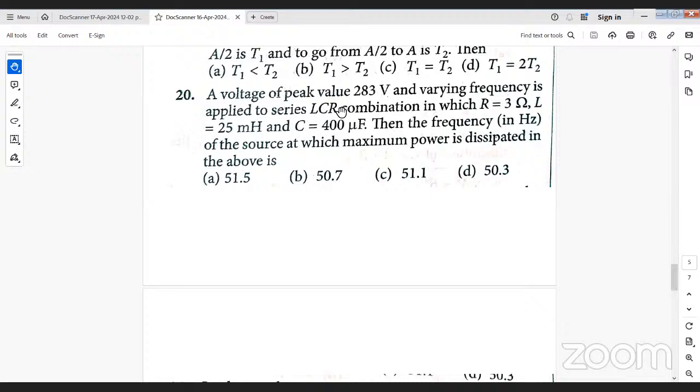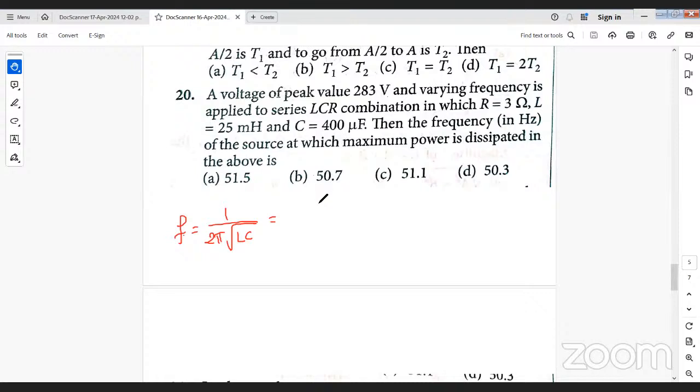Here they are asking about the power dissipation in the LCR circuit. They are asking for the frequency for the maximum power dissipation. It means that frequency we need to calculate for the LCR circuit. As you know, the frequency is equal to 1 upon 2 pi root of LC is the formula. Here we can substitute the values now.